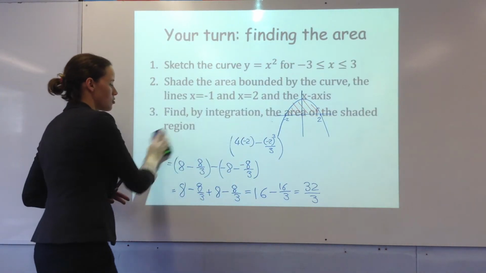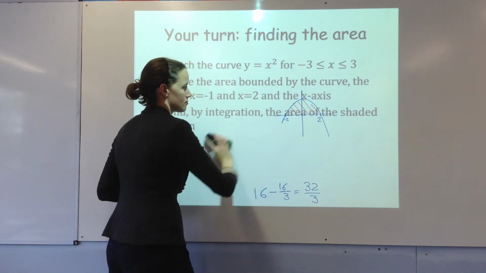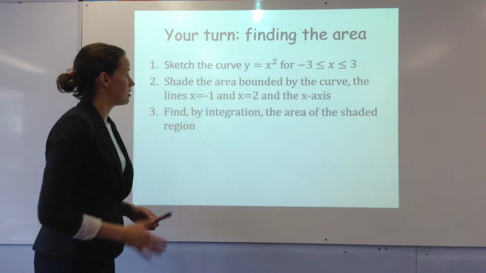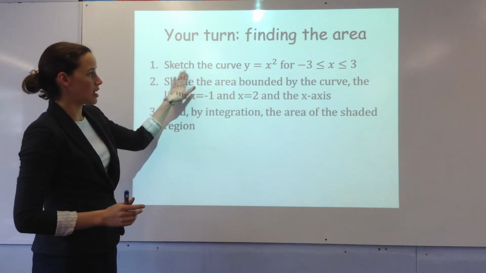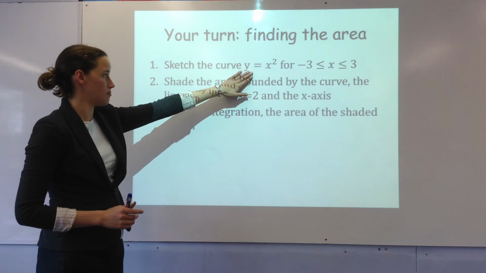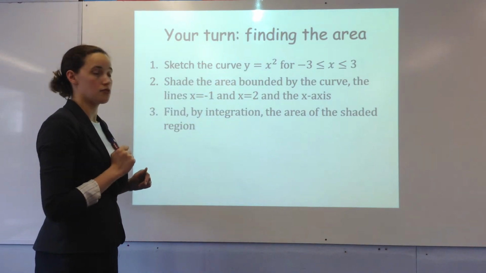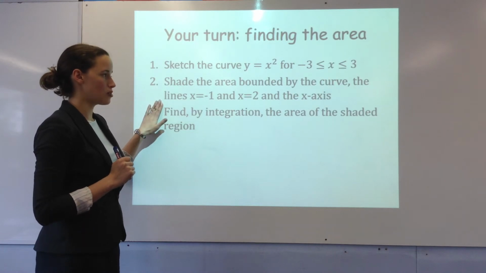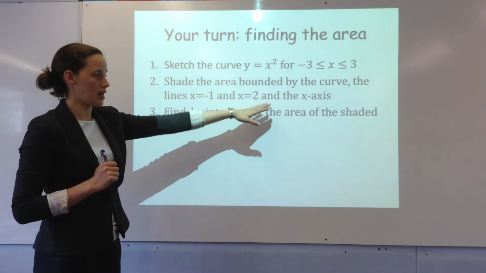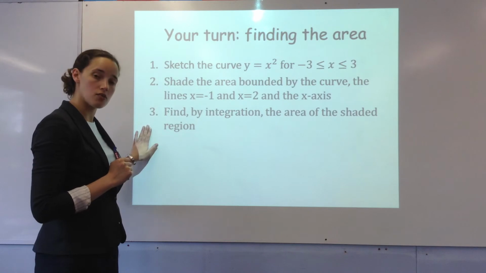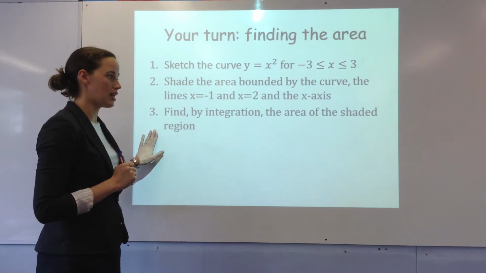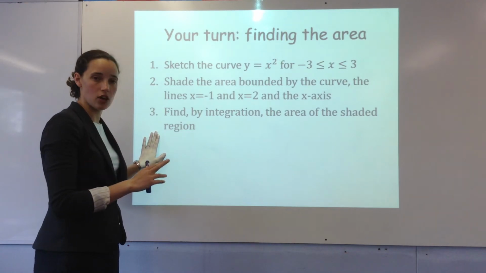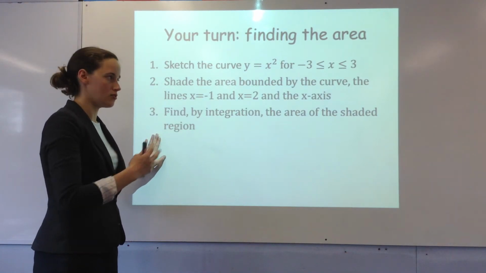There we go. So it's your turn again. I want you to sketch this curve first of all, nice and easy, just for x's between -3 and 3. Second of all, I want you to shade the area bounded by the curve, these two lines and the x-axis. And then third of all, we need to find, by integration, the area of the shaded region. Put this on pause, have a go, and then check that you've done the right thing.